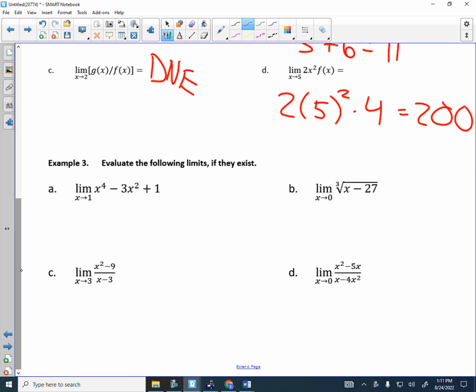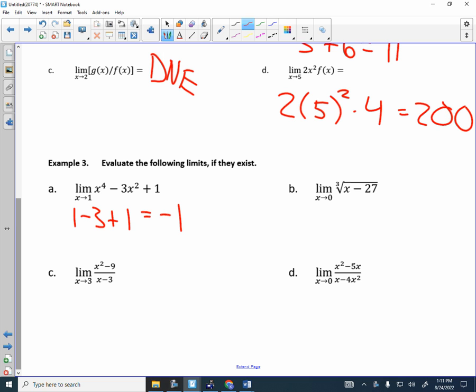This says the limit as x approaches 1 of that function. If it's a polynomial or a rational function, you can just plug it in. So let's plug in 1. What is 1 to the 4th? 1 minus, plus 1. And what do you get? And that's it. I just plugged 1 in. We all good with that? Okay, please look at the next one.